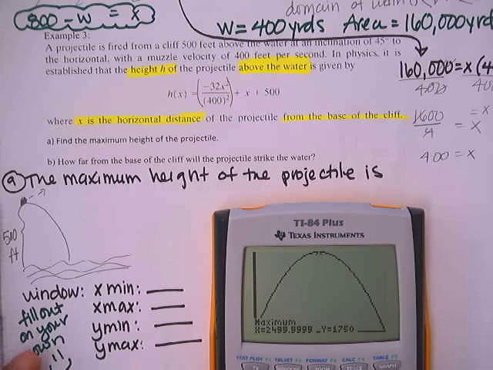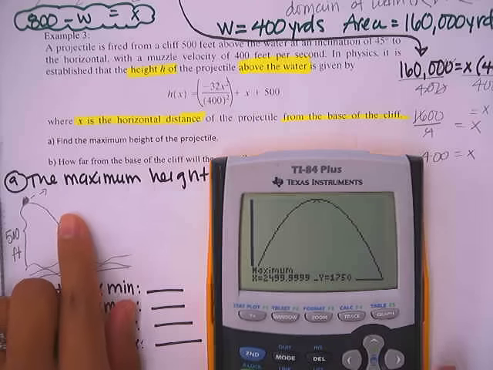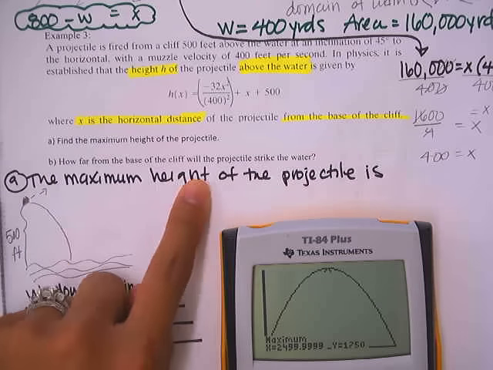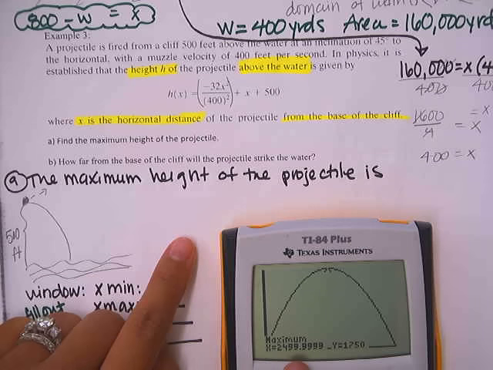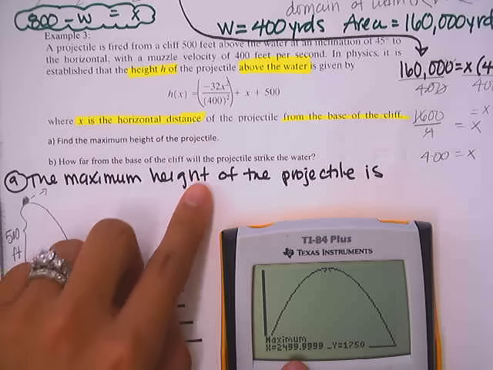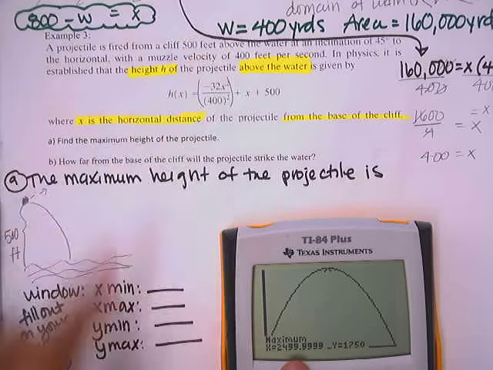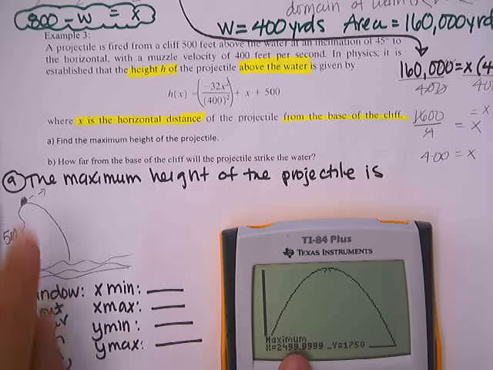Okay, so check it out. I have two answers. So should I put down the maximum height of the projectile is 2,500? X is the horizontal distance. What was the unit of measurement? 500 feet. So should we put down X equals 2,500 feet for this answer?